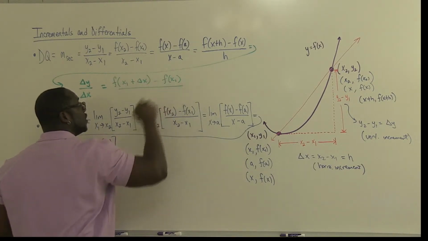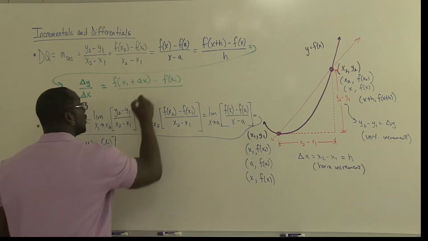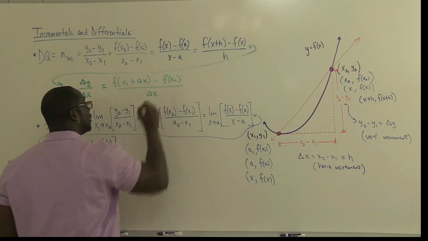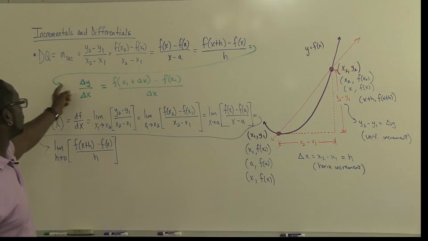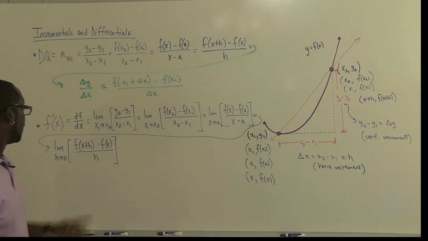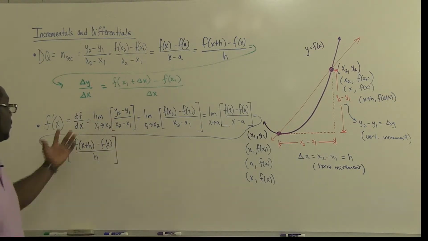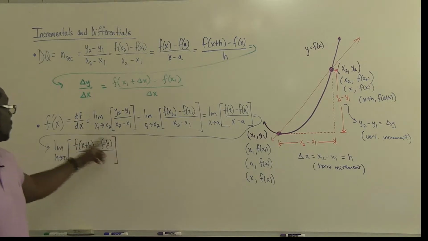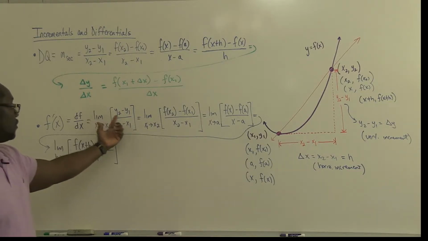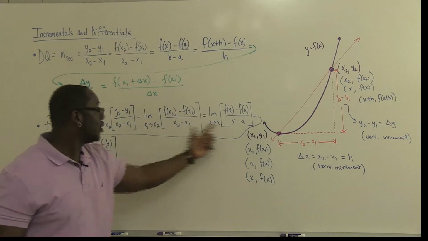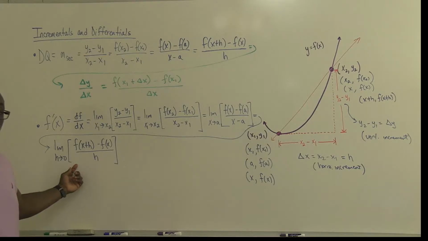Minus f of x1, all that divided by delta x. And so that's another form for us to be able to write our difference quotient here. Similarly, if we did our derivative, we see that we have the limit of the difference quotient, and we have the derivative here in prime form, the derivative in Leibniz notation, and then we have all these different forms for expressing the derivative.